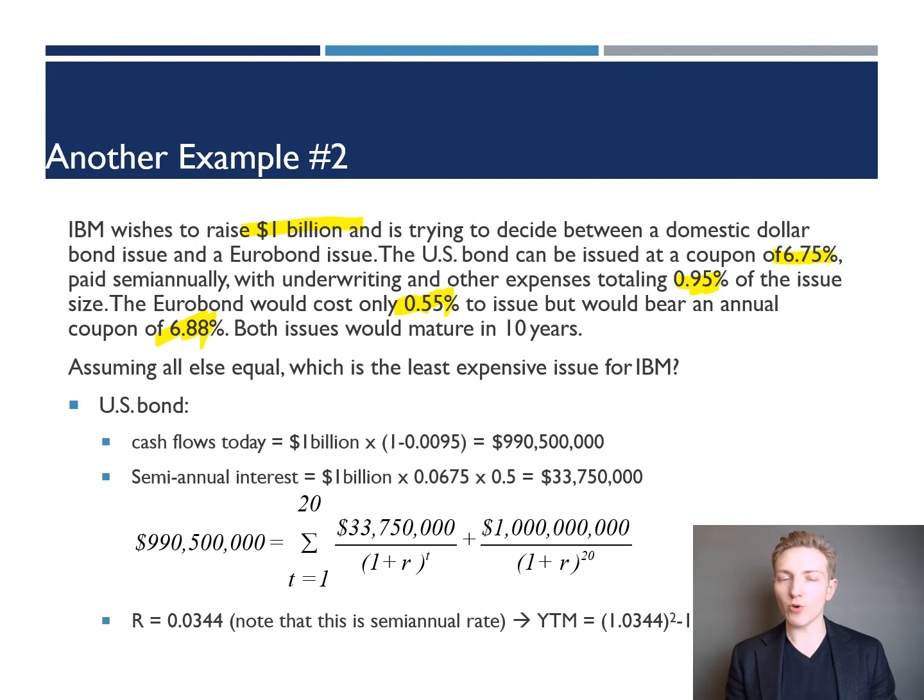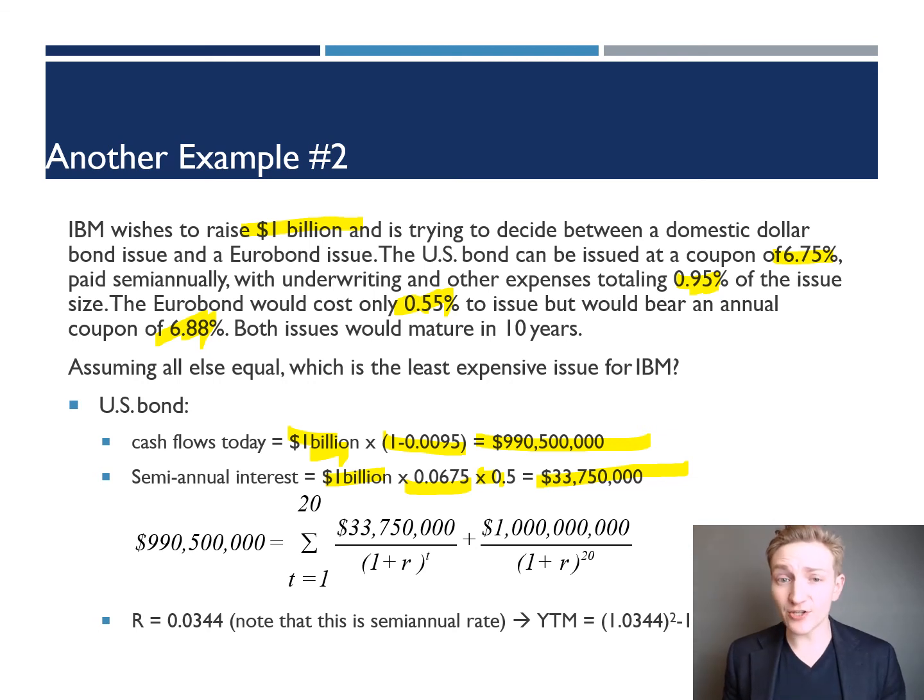Now, assuming all else equal, which of these is going to be the best one for us? To see this, we can look at our total cost, for example. The cash that we get today on the US bond is going to be the $1 billion that we're raising, multiplied by 1 minus 0.95%, which gives us the net amount that we receive. So in this case, $990 million. The semi-annual interest is then $1 billion multiplied by 6.75% divided by 2, which is 33,750,000 as our interest we pay semi-annually. So that will be nearly 70 million on an annual basis. So that's effectively what we end up with.